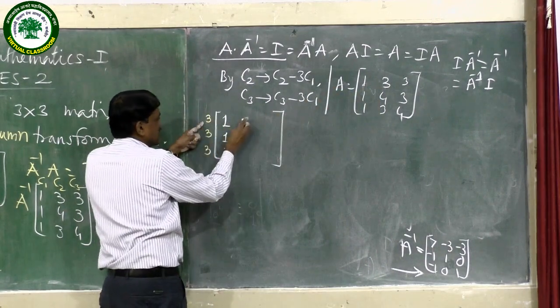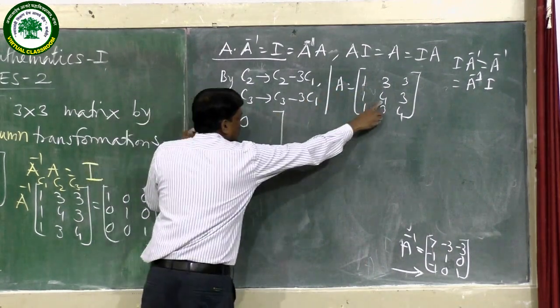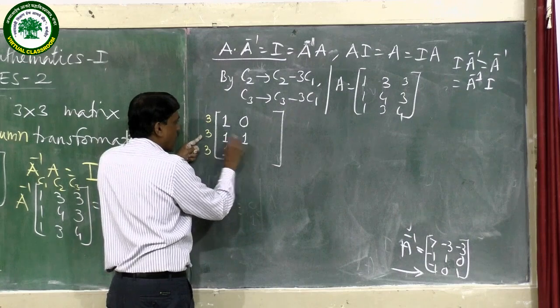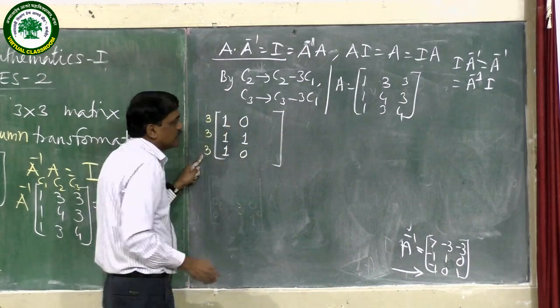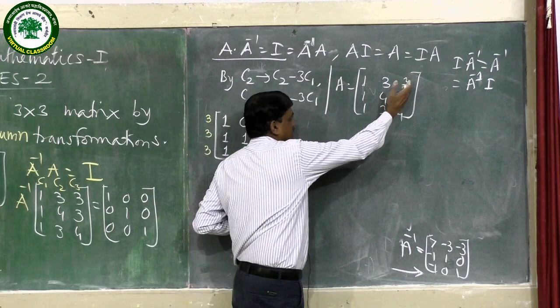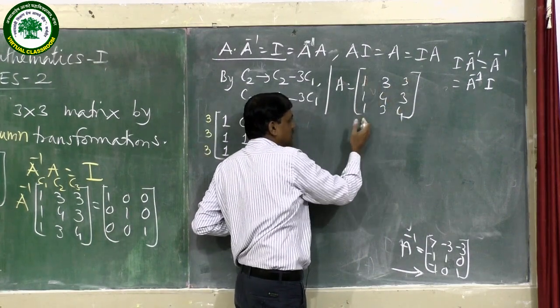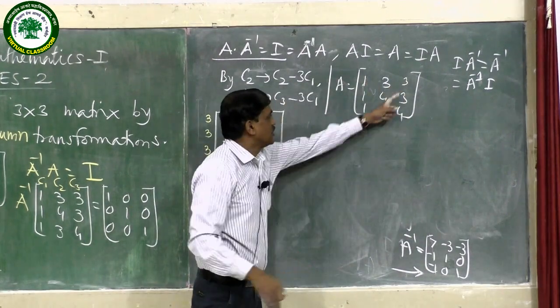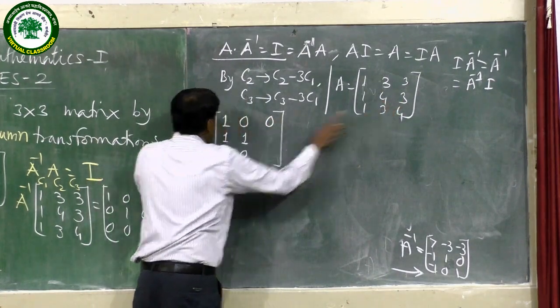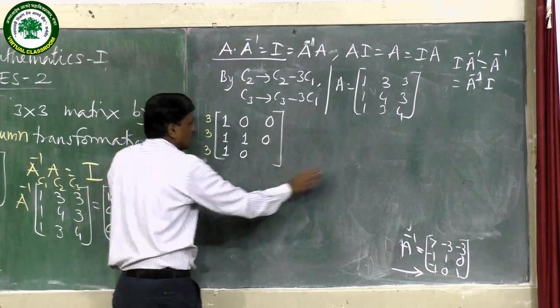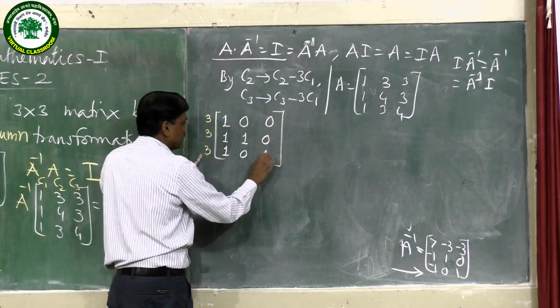3 minus 3, it is 0. 4 minus 3, it is 1. 3 minus 3, it is 0. Similarly, subtract the multiples 3, 3, 3 from the third column. 3 minus 3, it is 0. 3 minus 3, it is 0. 4 minus 3, it is 1.